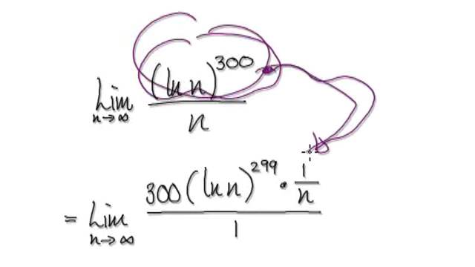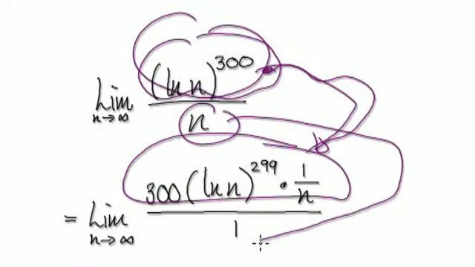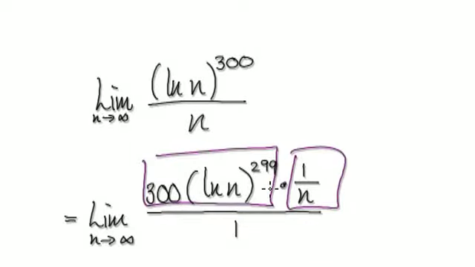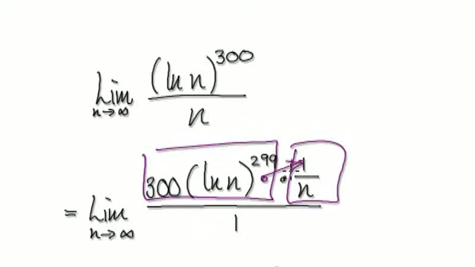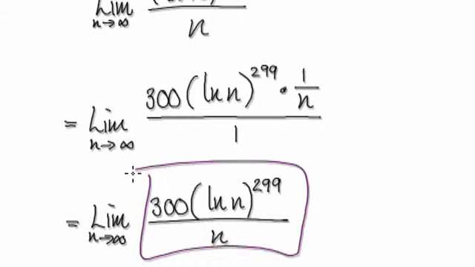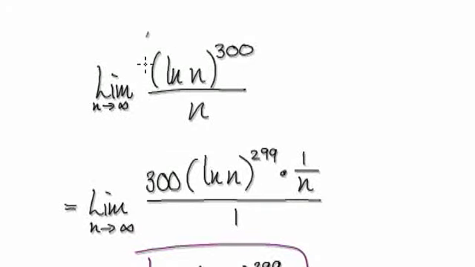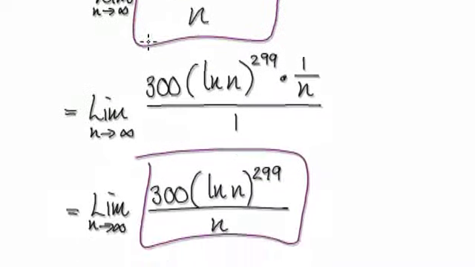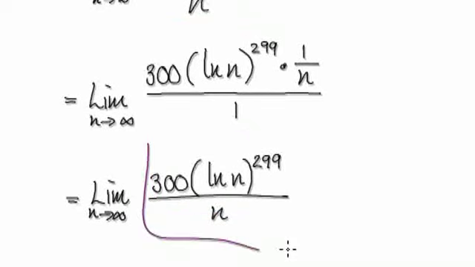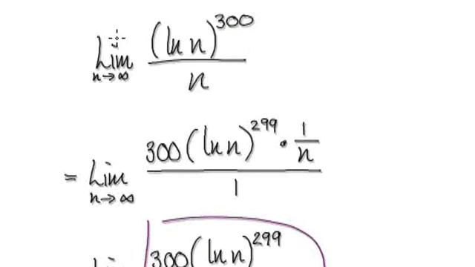So differentiate the top, that will then give you this. Differentiate the bottom, that will then give you this. So now you're dividing something by one. So let's forget about this one. Here you've got one block multiplying a fraction, so it gets multiplied to the top, giving you this. Now if you look at this, this is very similar to our original. This was our original, and when you apply L'Hopital's rule once, it will then give you this. This is very similar to this.